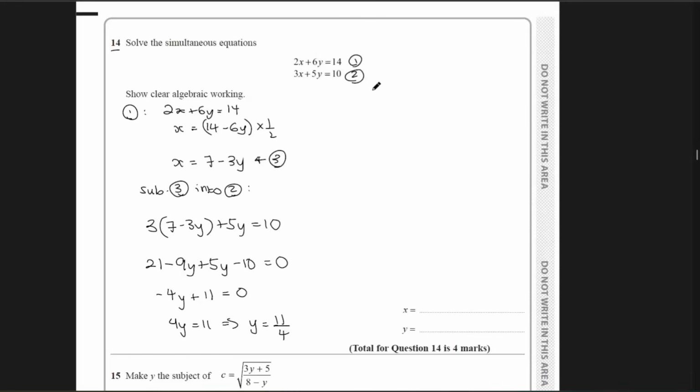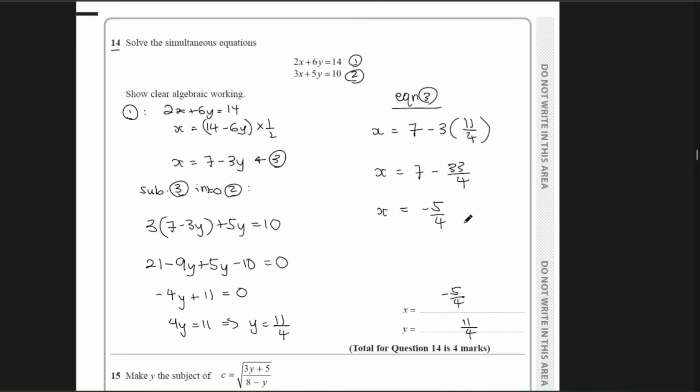Now we can use equation 3 to find the value of x from the value of y. Equation 3 is x equals 7 minus 3y. In place of y, we will substitute 11 over 4. So x equals 7 minus 33 over 4. We can just use our calculator to solve this. This gives me minus 5 over 4. So x equals minus 5 over 4, y equals 11 over 4.